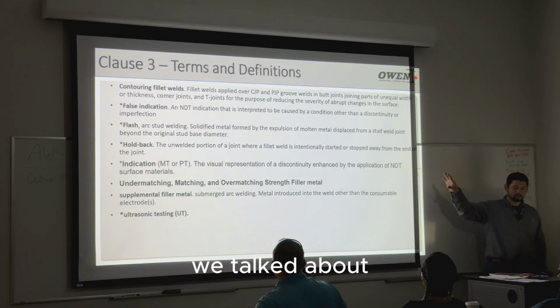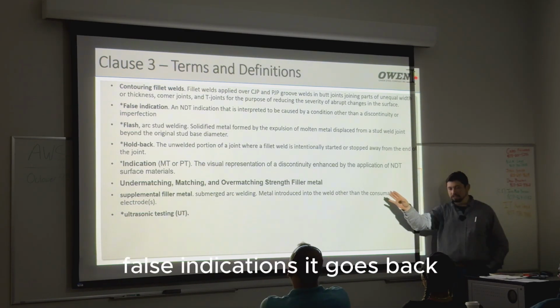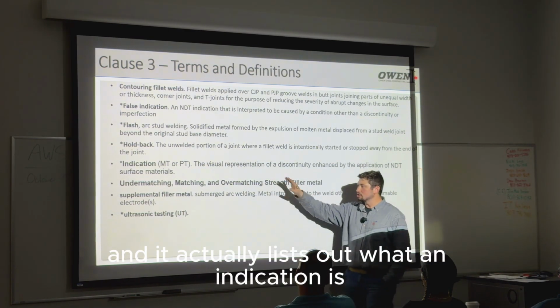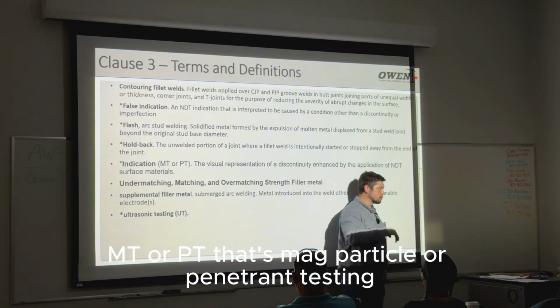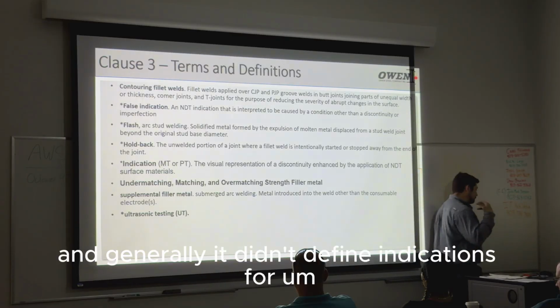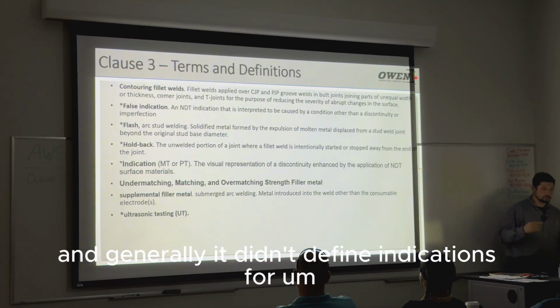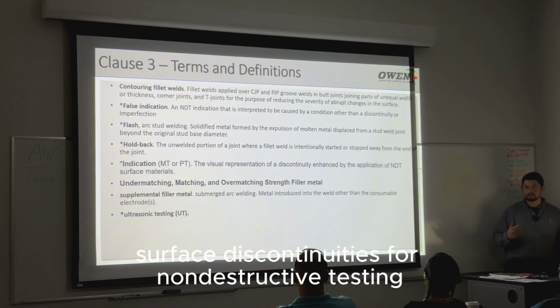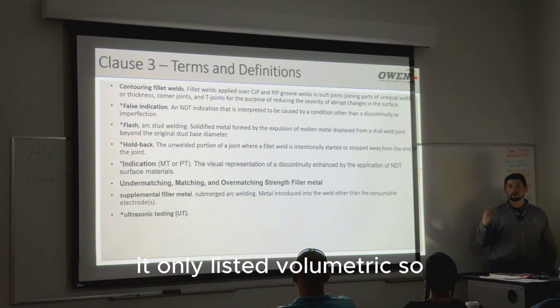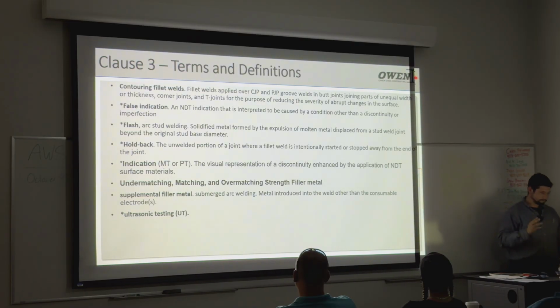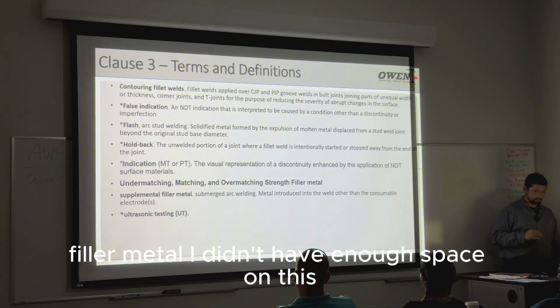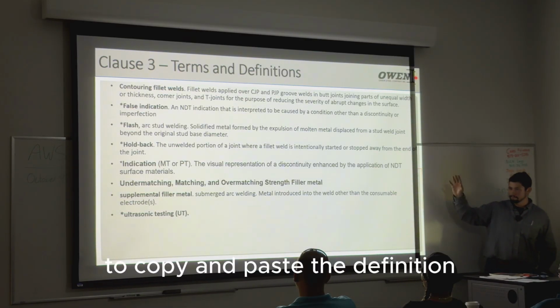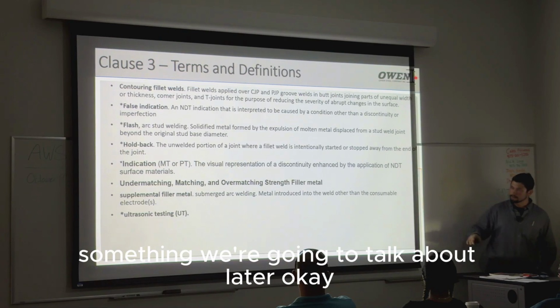We talked about indications. It goes back and it actually lists out what an indication is. MT or PT, that's mag particle or penetrant testing. And generally it didn't define indications for surface discontinuities for non-destructive testing. It only listed volumetric. So, undermatching and matching and overmatching strength filler metal. I didn't have enough space on this to copy and paste the definition. Something we're going to talk about later, okay?